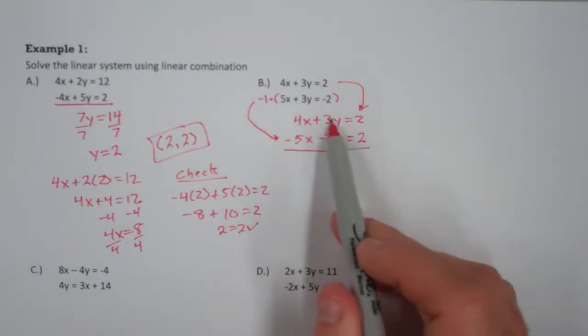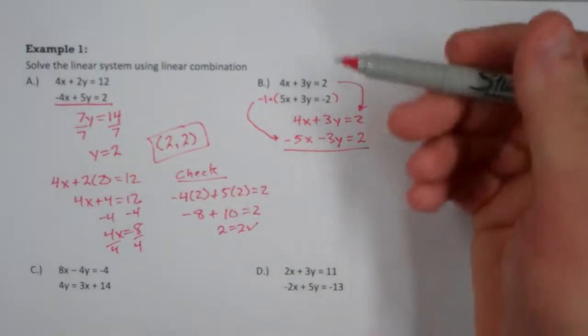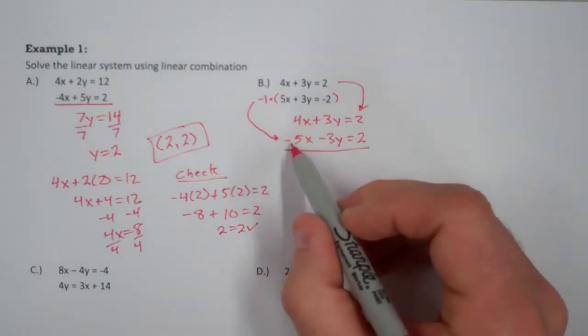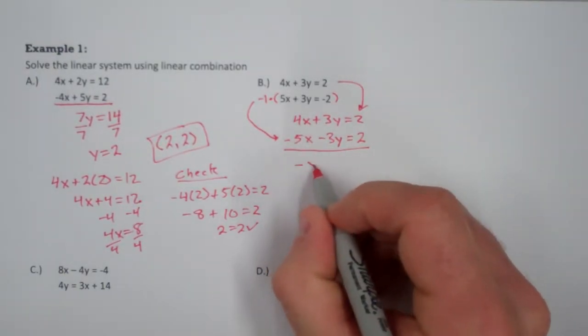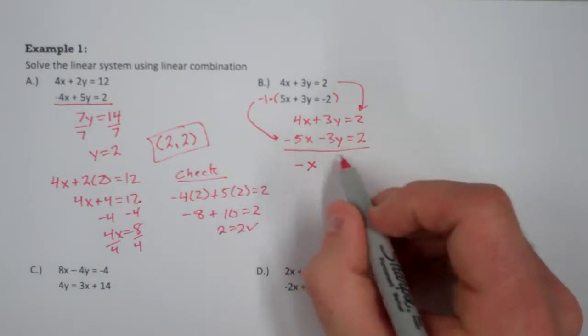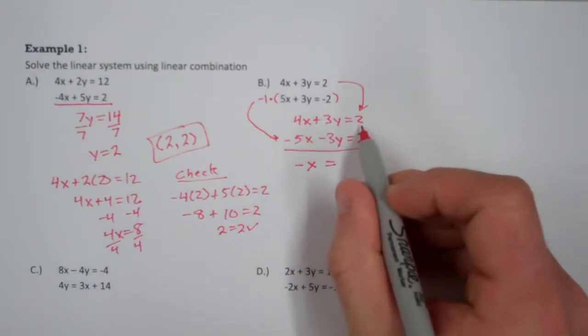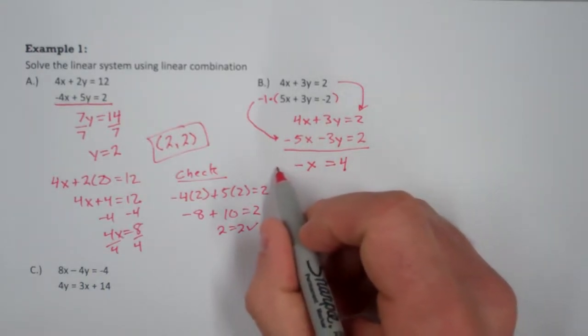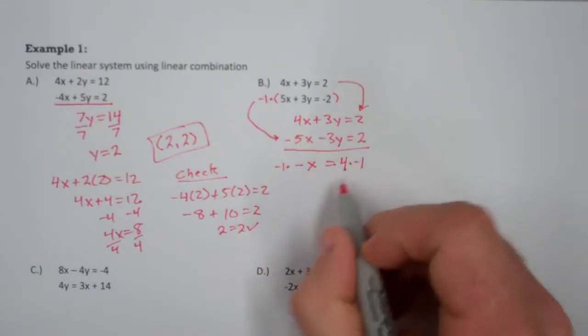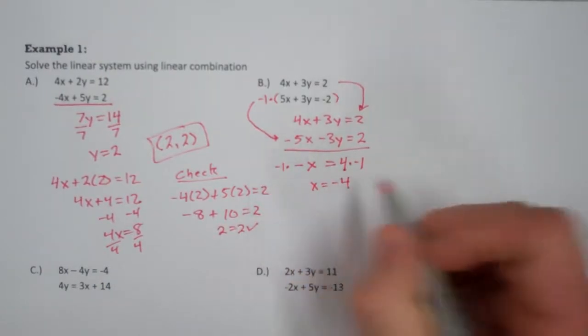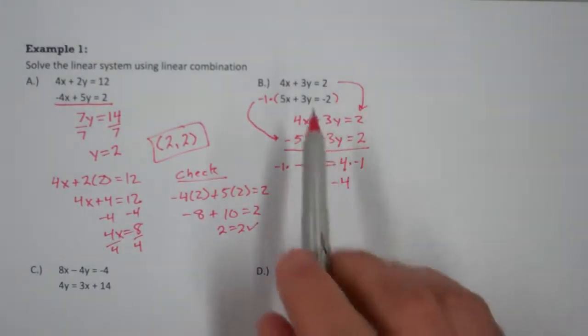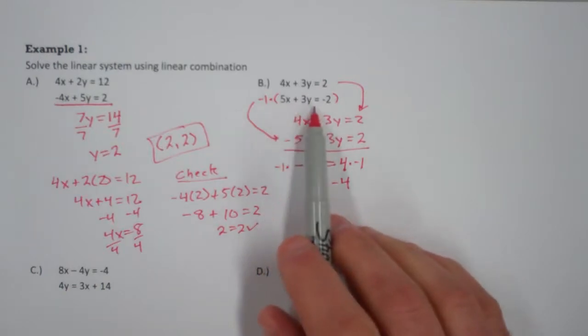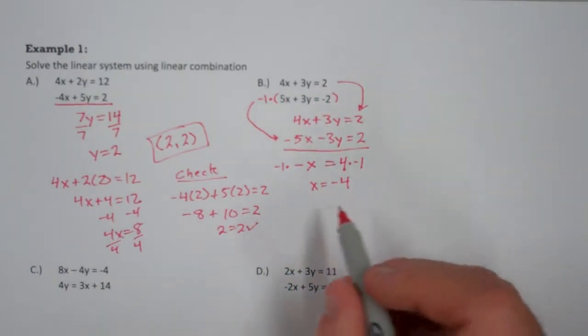When we have one term exactly opposite of the other, it's time to combine them. So we have 4x minus 5x, which is negative x. 3y minus 3y is 0, and 2 plus 2 is 4. If we divide or multiply by negative 1 on each side here, we find x to be negative 4. Let's choose the first equation. It really doesn't matter which one you choose, but let's just do the first one for grins.